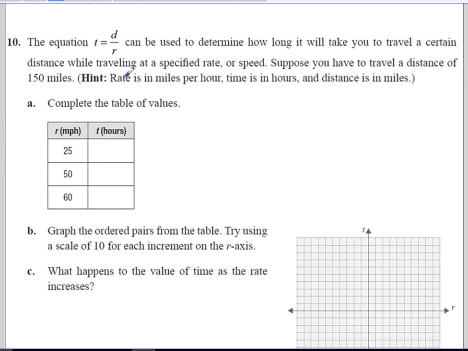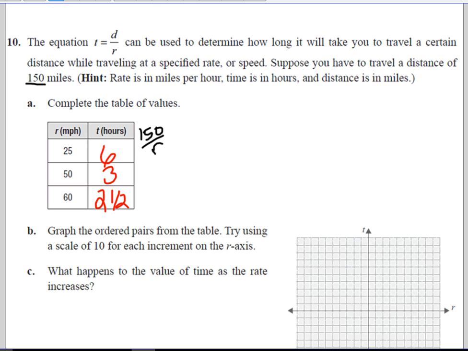Here, we're using time equals distance divided by rate, and they're giving us a total distance of 150 miles per hour. And so they're saying the time that we're doing our unknown for is going to be the distance, which is 150, divided by the rates, which they give us in the chart. So if we do that, 150 divided by 25 would be 6. 150 divided by 50 would be 3. 150 divided by 60 doesn't come out evenly, so that would be about 2. It would be exactly 2.5.